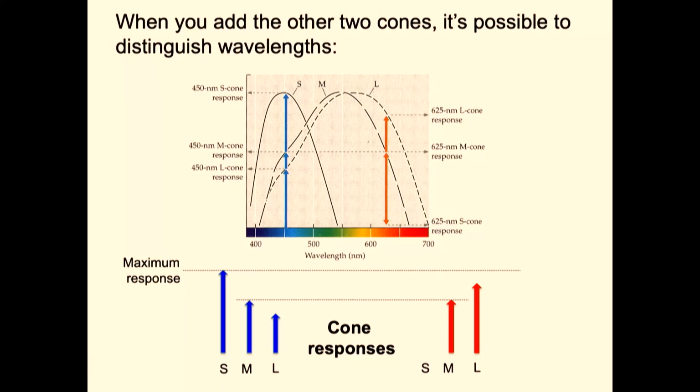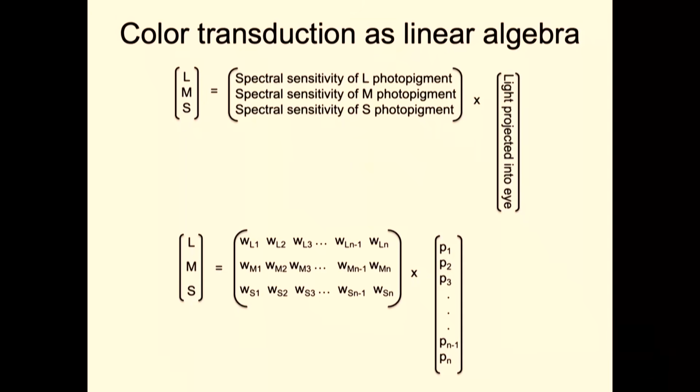All right, so even though you are mapping this infinite dimensional space down onto 3 dimensions, those 3 dimensions allow you to distinguish different colors to some extent. So it's often very convenient in clarifying to think of the color transduction process as linear algebra.